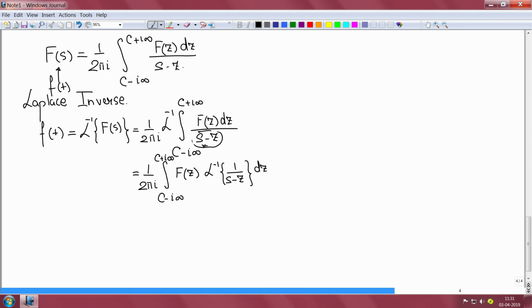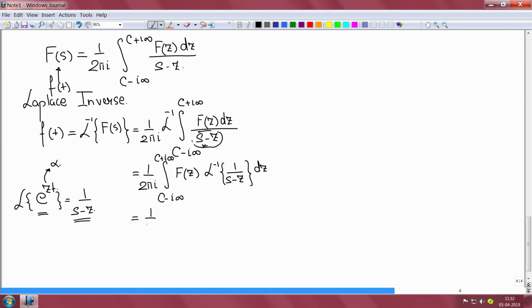We can compute the basic Laplace transform of this function e to the power zt, and the Laplace transform of this is 1 over s minus z. Normally we are used to seeing alpha over here, if you remember your Laplace transforms. Now the Laplace inverse of this is e to the power zt.